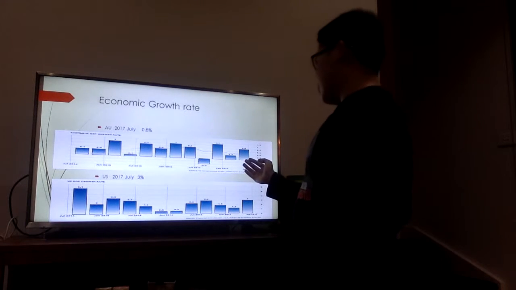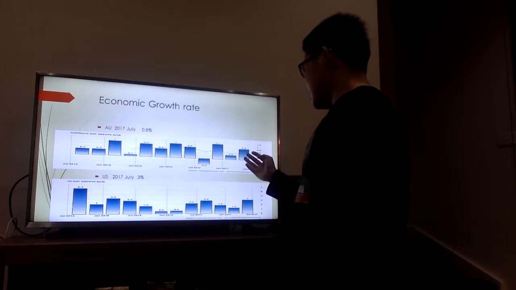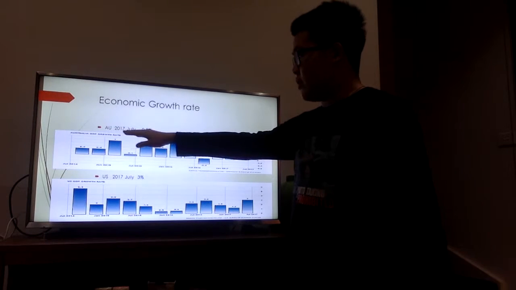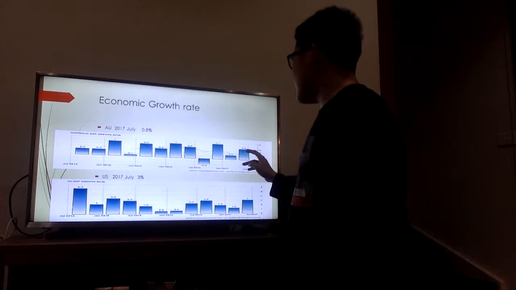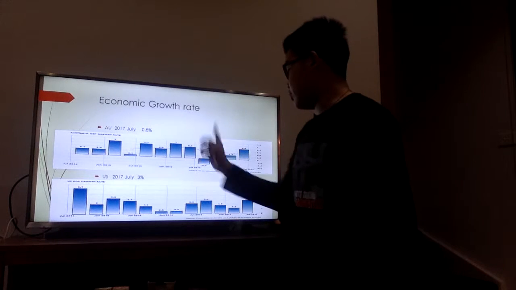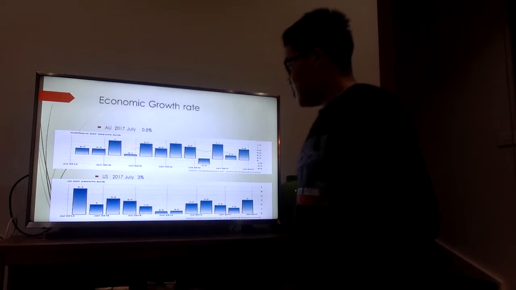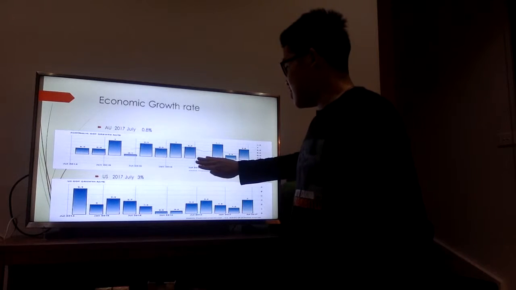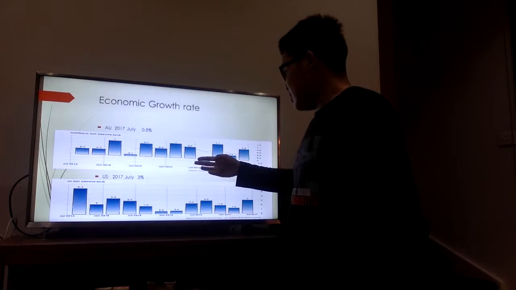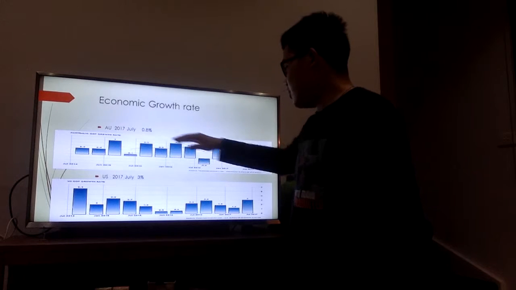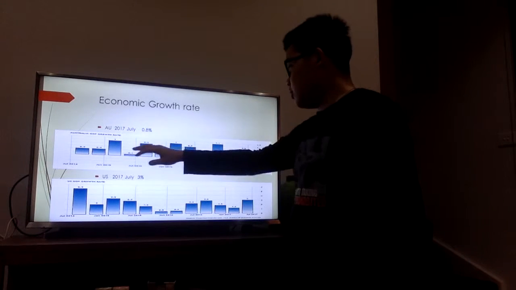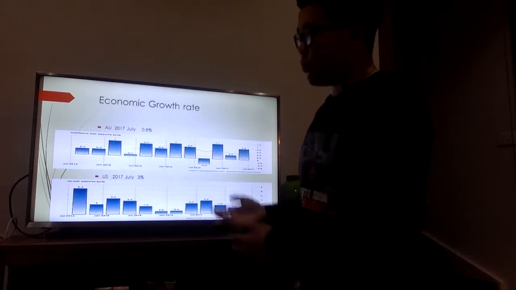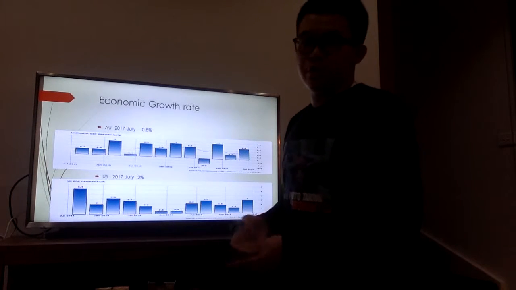After that, it's back to 0.8 again, which is July 2007, a 0.8% economic growth rate. As we see, even though they got a negative here, if we don't look at it, if we take those special issues away, the overall economic growth rate is still good.